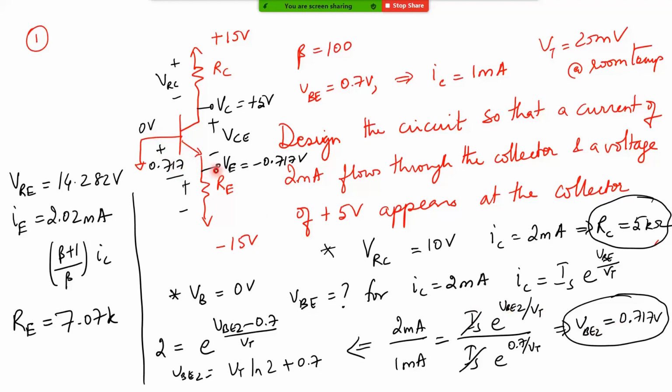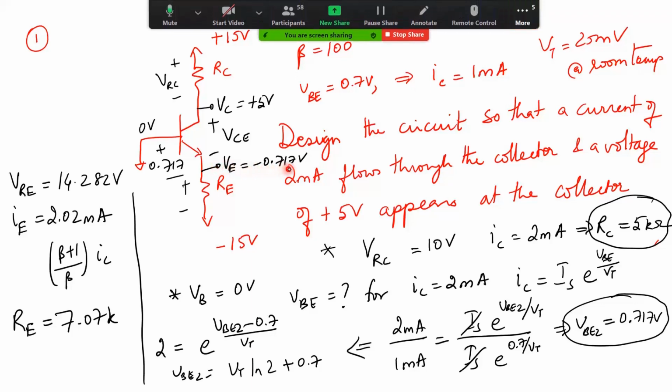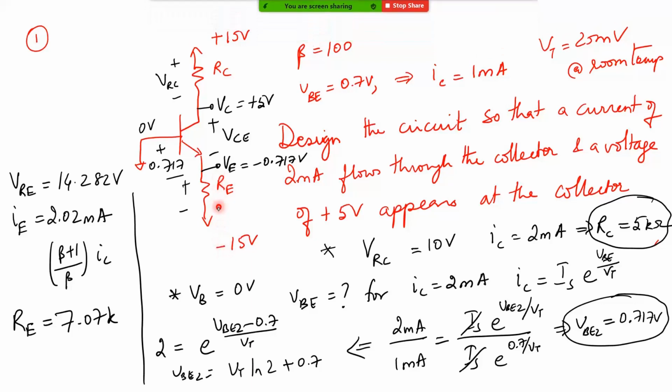Now VBE is 0.717, and this is 0, so this emitter node will be at minus 0.717. The other terminal of the resistor is at minus 15 volt, so the drop across the resistor is 14.283. Then you find out the emitter current. What is the emitter current? Collector current times (beta plus 1) by beta, or in other words, collector current divided by alpha. So you find out IE, VRE, and since IE is there, you find out RE.